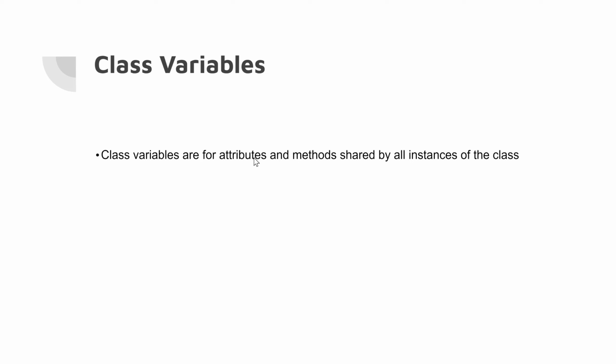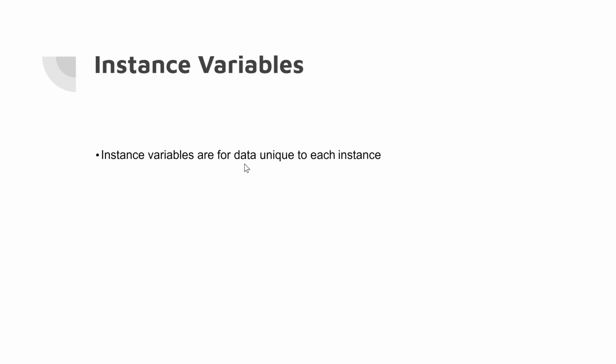Class variables are for attributes and methods shared by all instances of the class. Instance variables are for data unique to each instance.